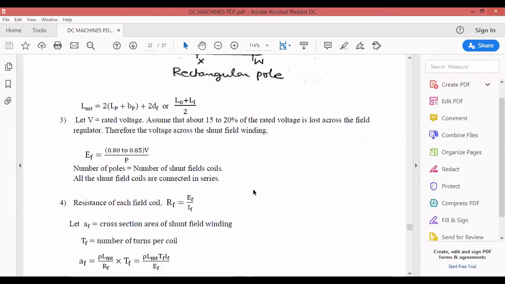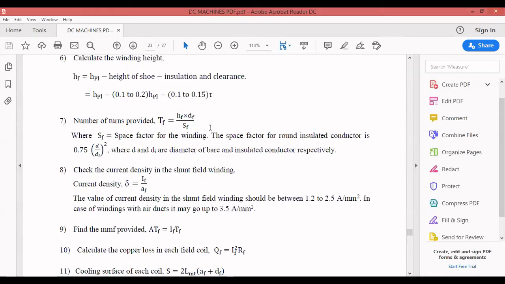Let us see regarding space factor, where SF is equal to the space factor for the winding. The space factor for a round insulated conductor is 0.75 D by Di, where D and Di are the diameter of the bare and insulated conductor respectively. D is the diameter of the bare winding, and Da is the diameter along with the insulation. So 0.75 into (D by Da) whole squared is called your space factor for the winding. If you take the entire thing, TF is equal to HF into DF divided by SF. This is the formula for number of turns provided.